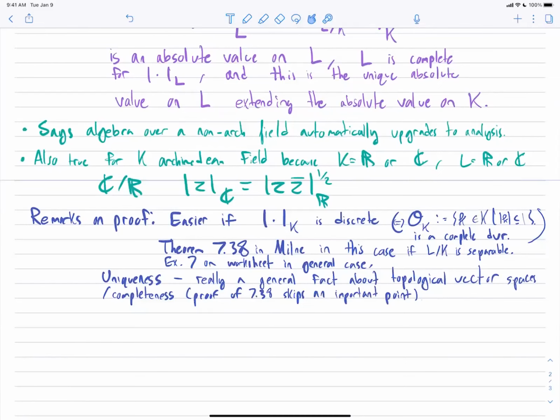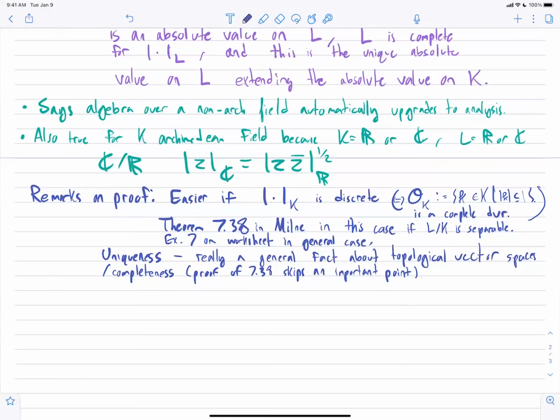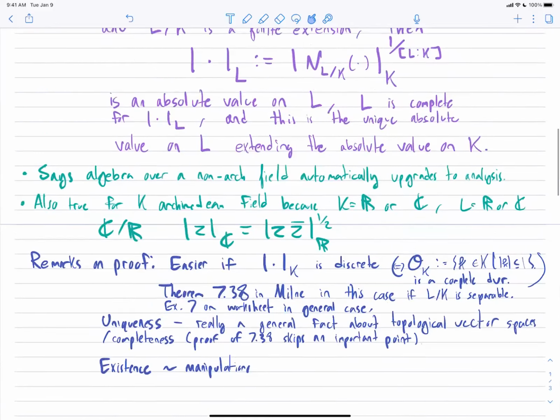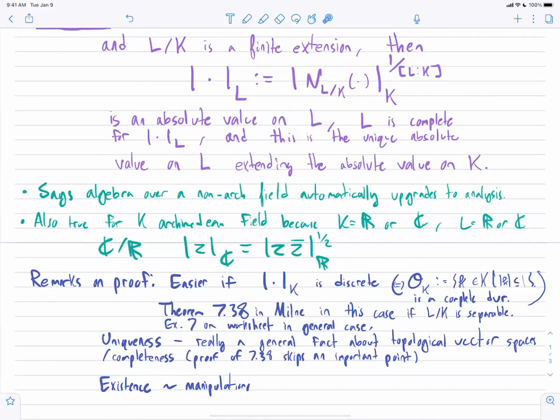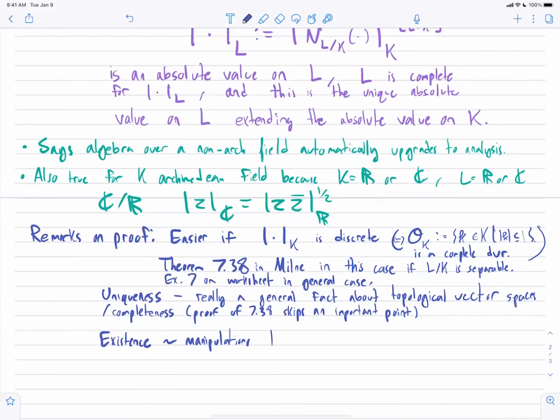Okay, well anyway, but good. So that's something about that. And then existence. It's just some manipulations. So to show this formula actually defines a norm, it's manipulations to get down to a simple statement. You basically get down to a Hensel's lemma type statement.